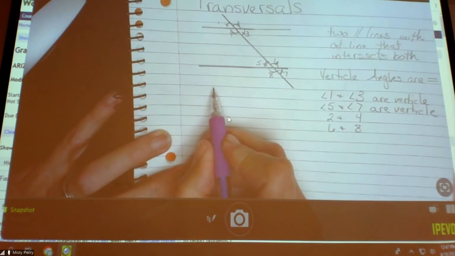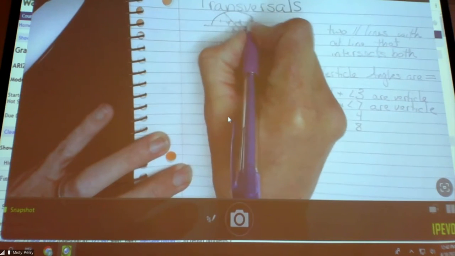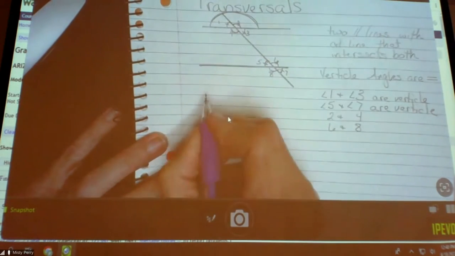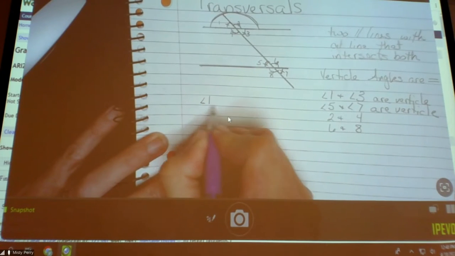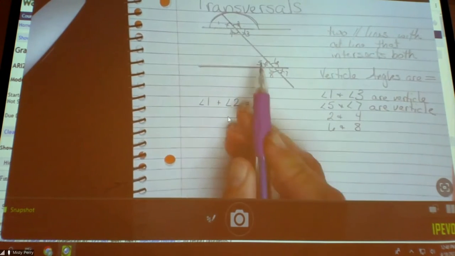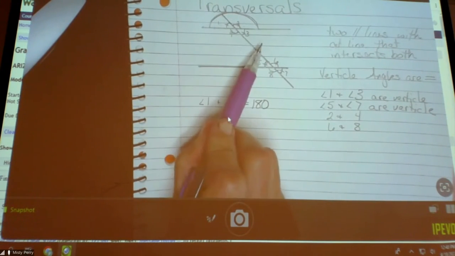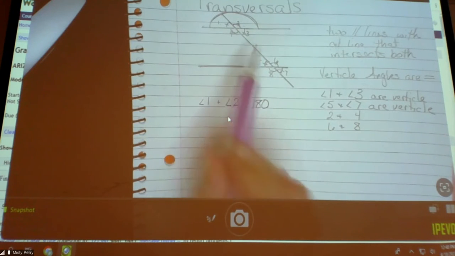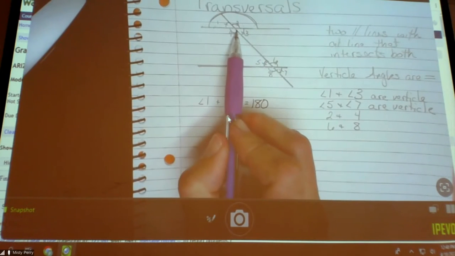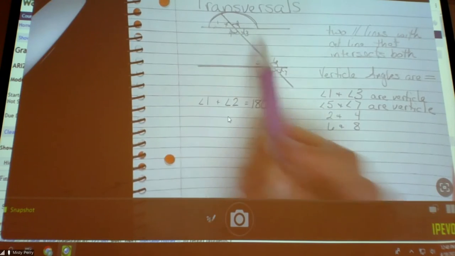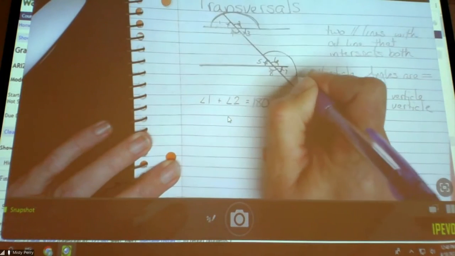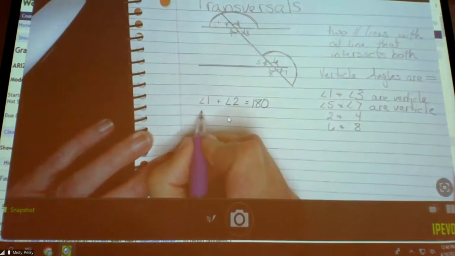So, right here, 1 plus 2 equal 180. So remember, the vertical angles are ones that are across from each other. They don't share a line. So 1 and 3 don't share any lines. 1 and 2 have this line going through the middle. They share a line, they're supplementary. So we can do the same thing with like angle 6 and 7. Those are supplementary.